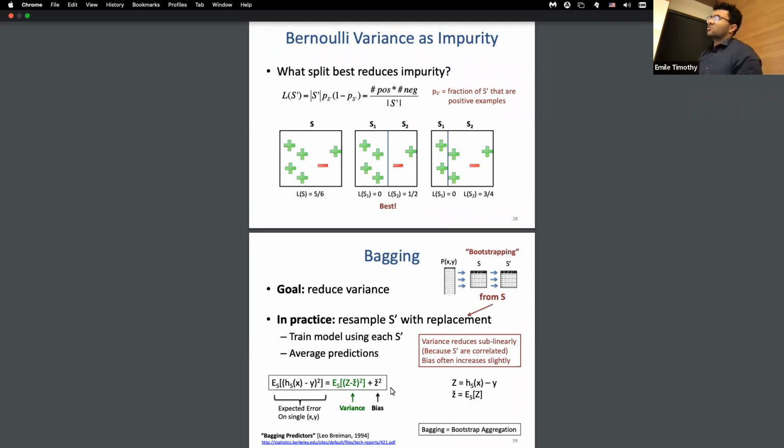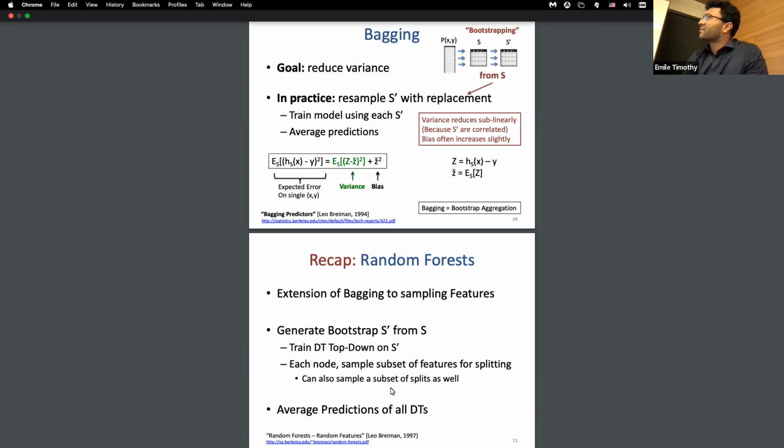And in practice, what you can just do is resample S prime with replacement, where you train models using each S prime and then average predictions at the very end. And bagging is also called bootstrap aggregation. And you'll see that the variance reduces sublinearly because the S prime are correlated. And so, of course, more bagging means you're reducing variance a lot more, but it's generally an expensive operation, but it's still very worthwhile to do in practice.